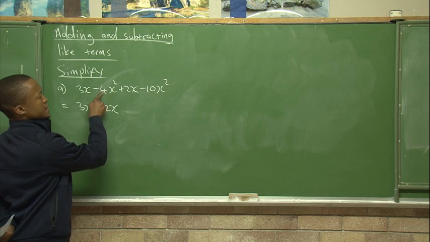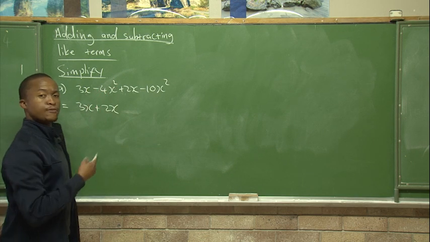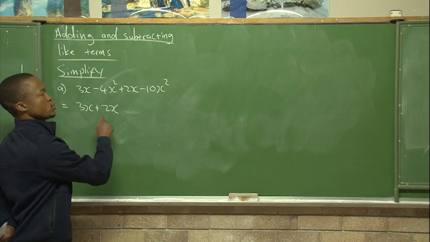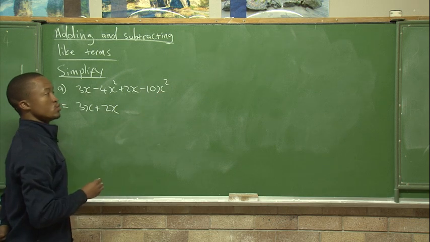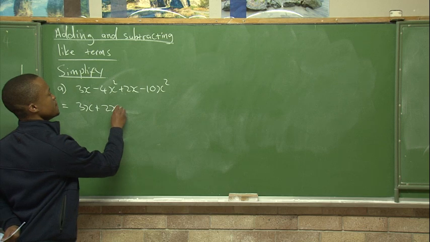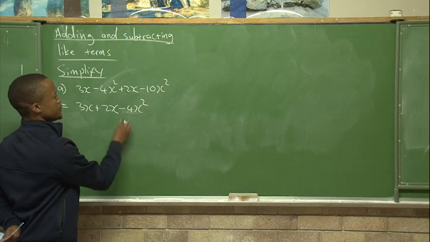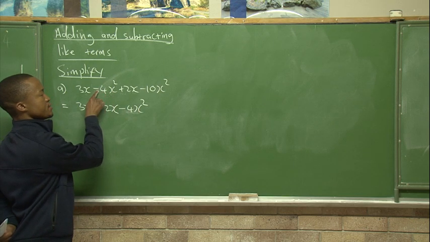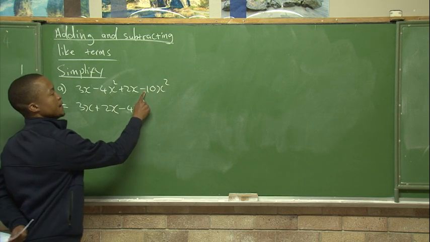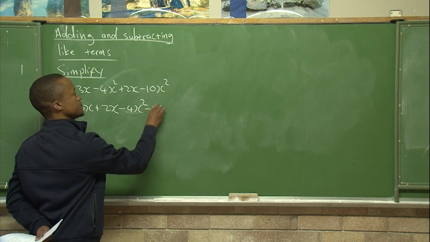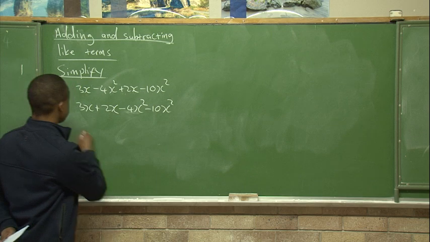If you notice, the second term in the original question is negative 4x squared. So we look for a term that has x squared, variable of x, and an exponent of 2. And that, as you notice, will be negative 10x squared. So we group them together. So we have minus 4x squared. Remember, whenever you move around your terms, you move around your term with the sign of the term. And then 10x squared is also negative. So we'll have the negative 10x squared.